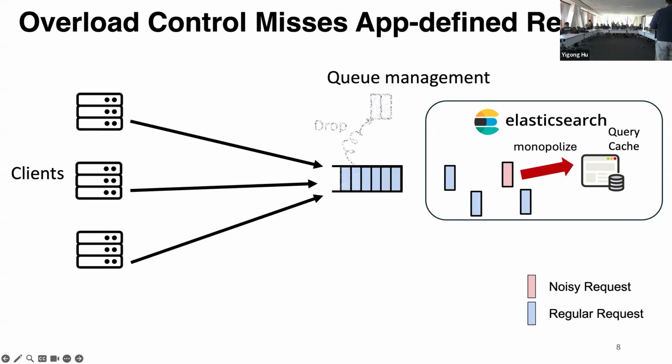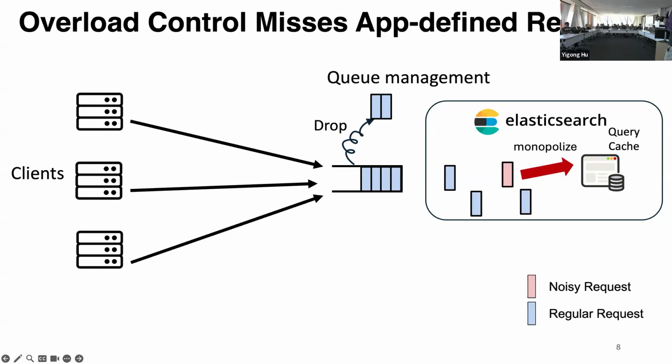Another way is to do overload control on the queuing. This means we try to drop some requests in the waiting queue in order to make sure the end-to-end SLO is still guaranteed. But when we drop requests, we choose them based on some signal, such as SLO violation or resource usage, and the internal application resource usage is oblivious to this queue management system, because this query queue is defined and used by Elasticsearch.